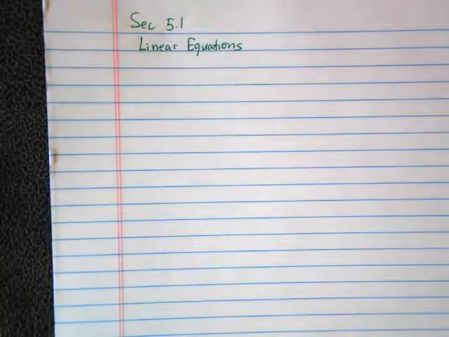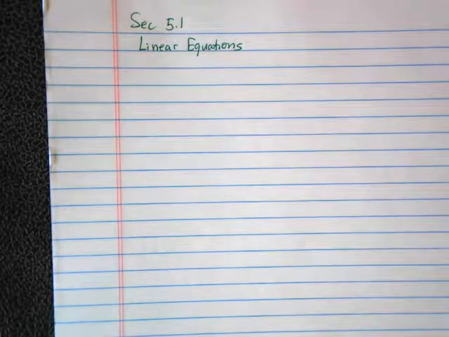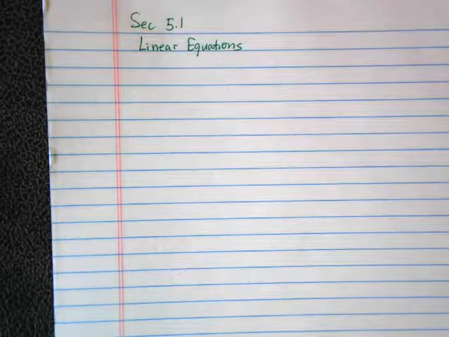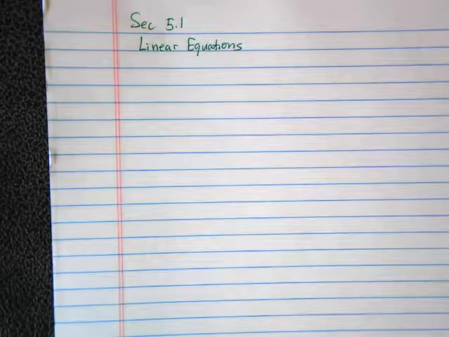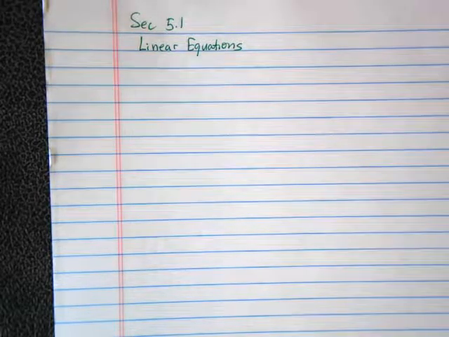All right, section 5.1, we're going to talk about linear equations. And I know you looked at linear equations back in Math 1240. What do you remember about linear? What does the word linear mean to you? Line. All right, so tell me what you know about lines. They're straight, they have a direction.